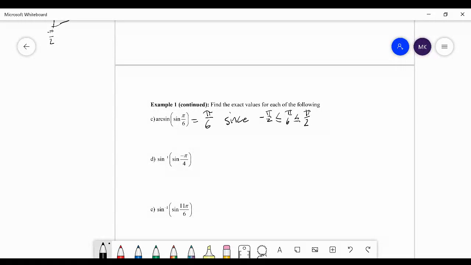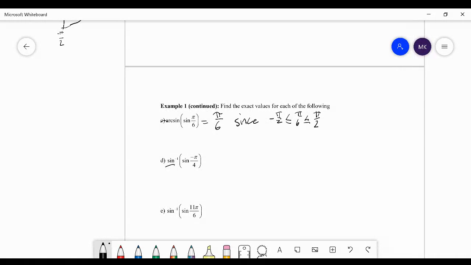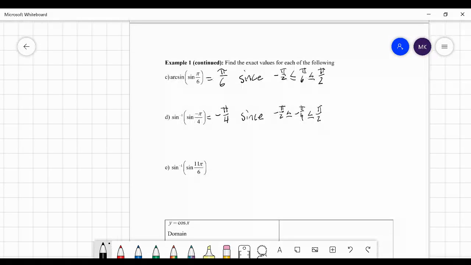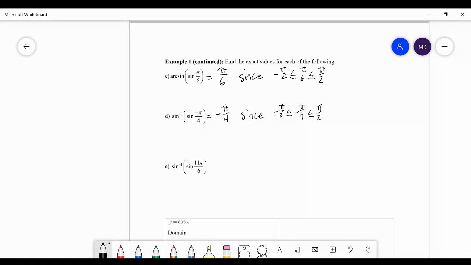Okay. The same thing applies for negative pi over 4, right? And so notice here we have arc sine in one and inverse sine in the other. That's just the same exact thing. So, but again, this is just negative pi over 4, right? Since negative pi over 2 is less than or equal to negative pi over 4 is less than or equal to pi over 2. Now, you don't have to write this whole "since" thing. I'm just doing that to give us that extra input into this situation.